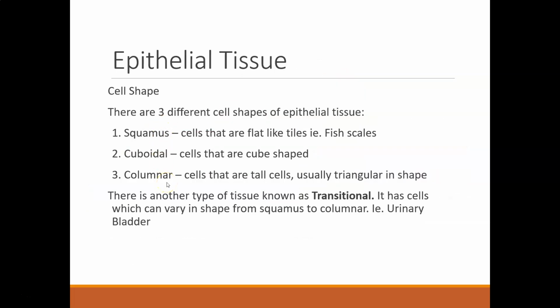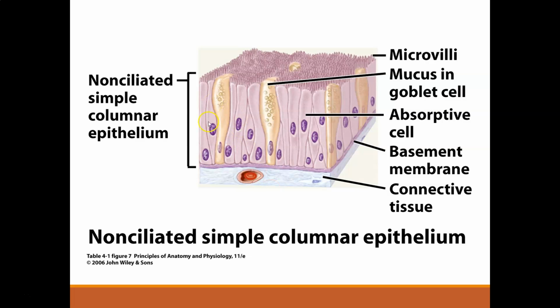Our third shape of epithelial tissue is called columnar. And this is a type of epithelial tissue that has very tall cells. And they can be somewhat triangular in shape, like a column, hence its name. So here we can see a columnar tissue. It is simple because it is only one layer thick. We'll get into these a little bit more in the next slide set. But it is one layer thick, you can see here, so it is simple. And because the cells are very, very tall, it's known as columnar epithelium.